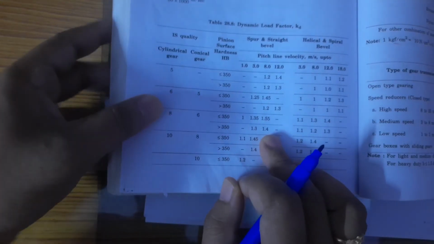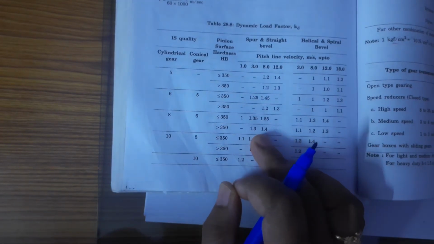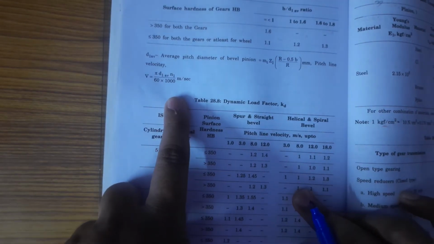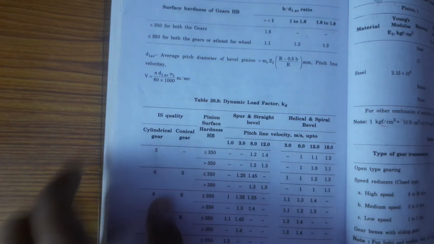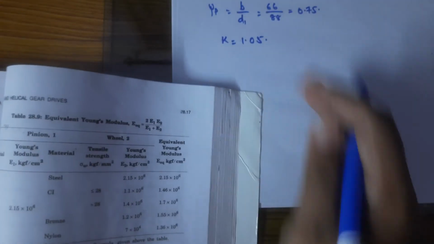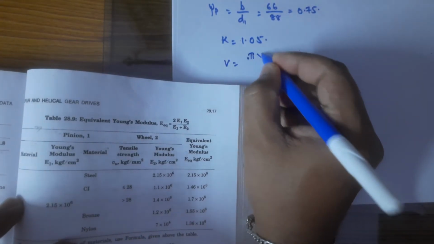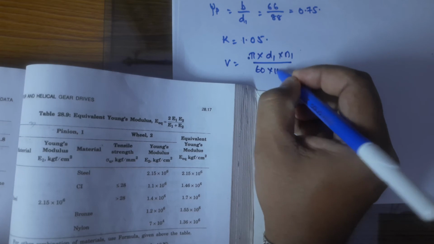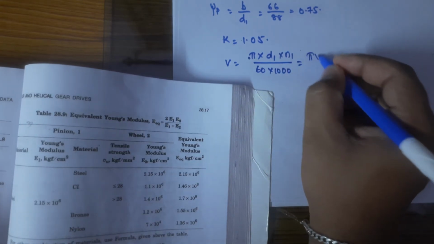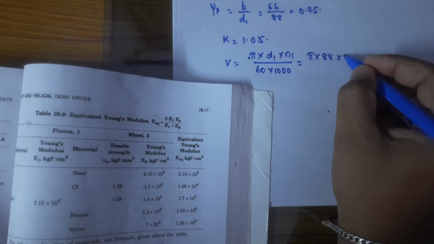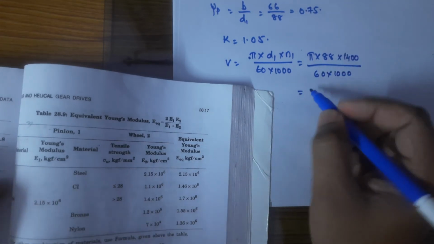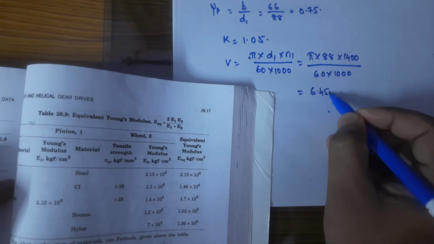I will be taking based on the pitch line velocity. So pitch line velocity can be found out by the formula v is equal to pi d n1 by 60 into 1000. So here pitch line velocity v is equal to pi into d1 into n1 by 60 into 1000. So pi into d1 is 88, n1 is 1400, by 60 into 1000. So I have got an answer of 6.45 meters per second.